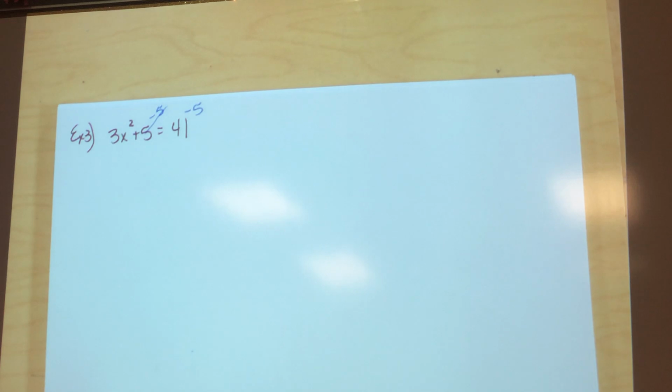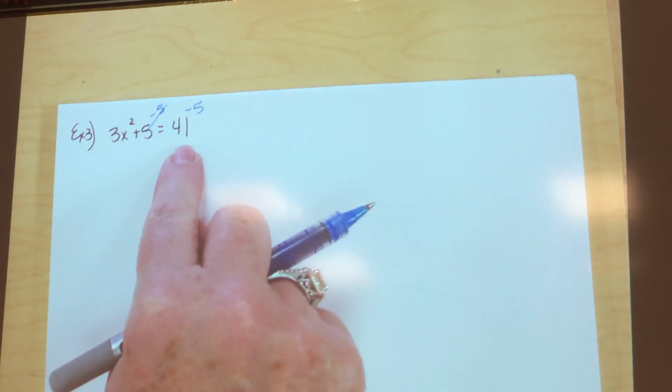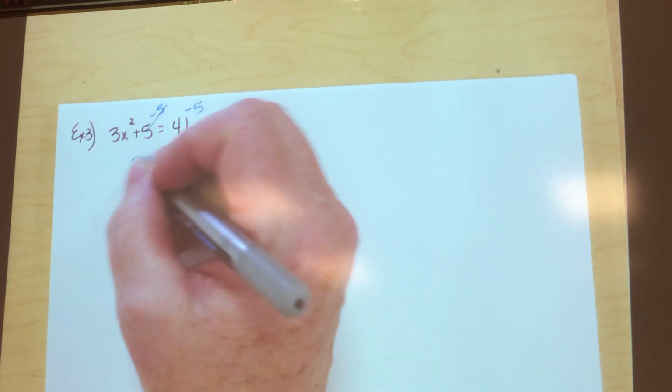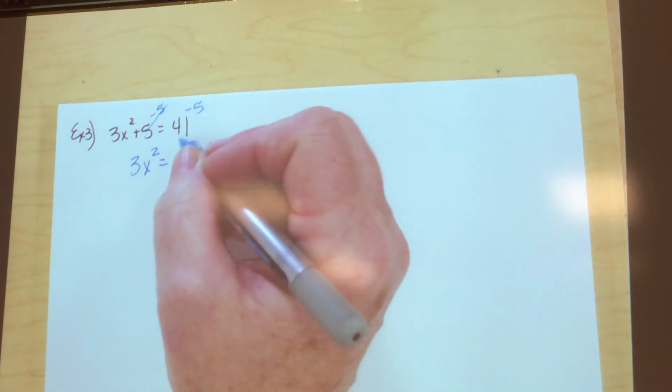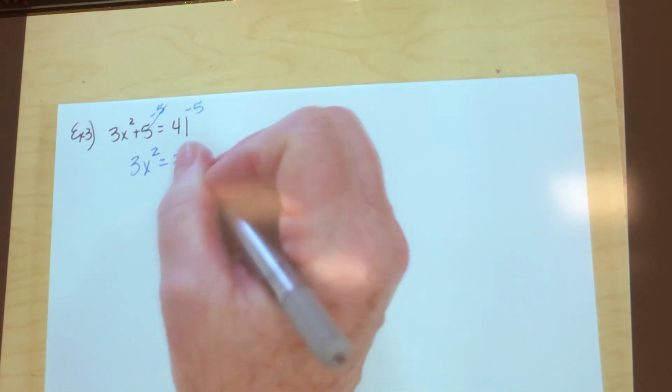Another x. An x, that's exactly right. He doesn't have what's called a linear term, the x term. He doesn't have a plain old x anywhere. So I just got an x squared and some plain numbers, some constants. So I'm going to say 3x squared is equal to, what's 41 minus 5? 33. Now what am I going to do?